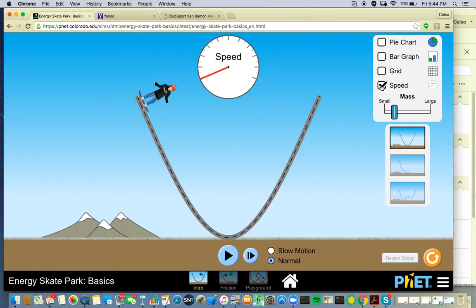Now what I would do, see if I can do an initial speed. It doesn't give me initial speed. I would like to put an initial speed here and see what happened. But it doesn't give me that. It just gives the speed of the person.